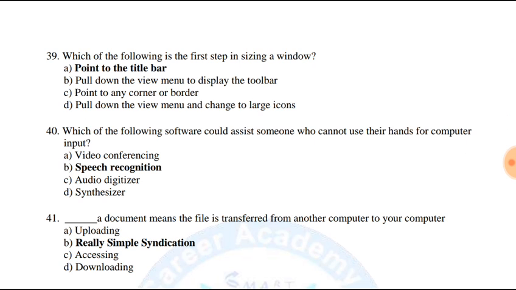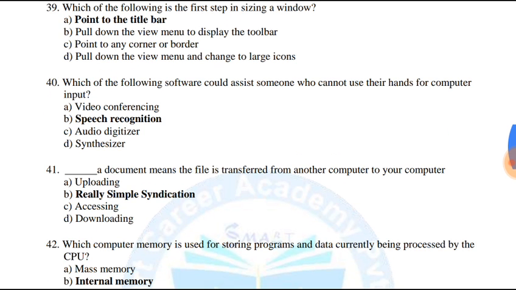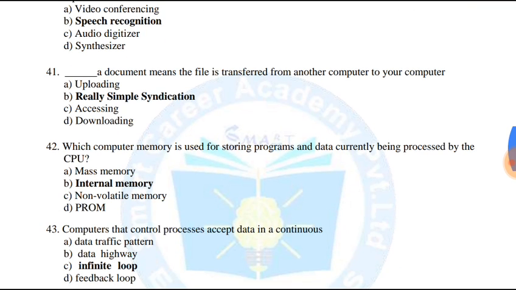Which of the following software could assist someone who cannot use their hands for computer input? Speech recognition is used. The next one is dash a document means the file is transferred from another computer to your computer. Really simple syndication. The next one is which computer memory is used for storing programs and data currently being processed by the CPU? Internal memory.